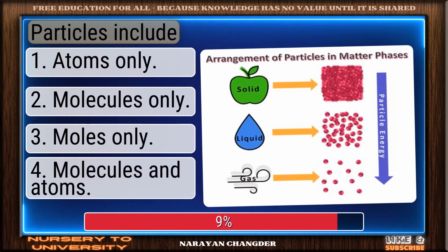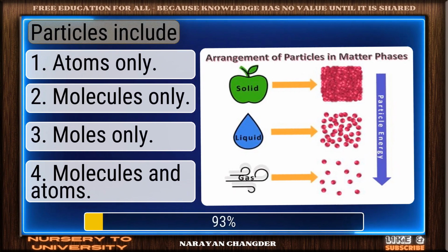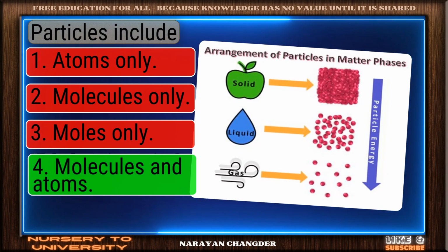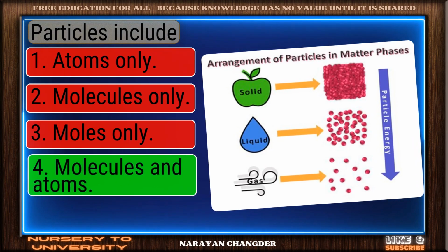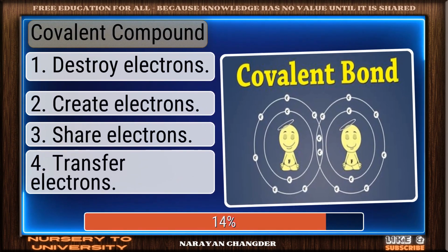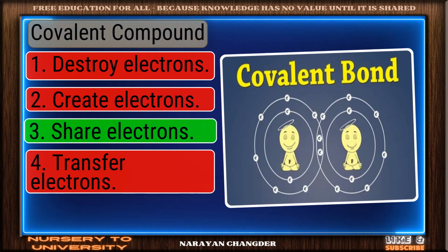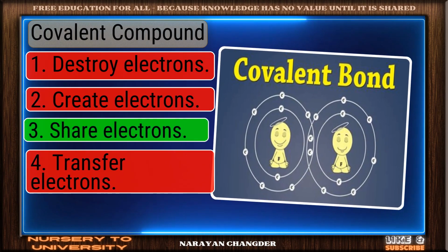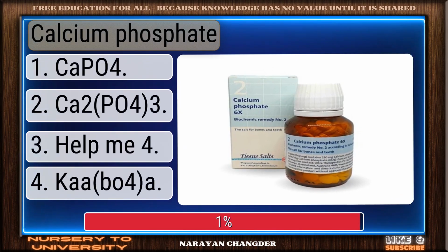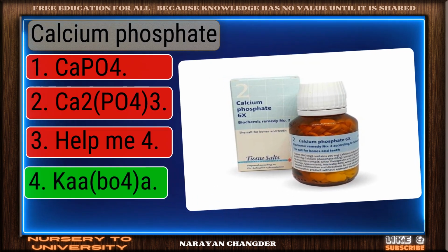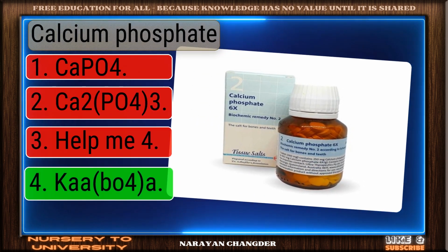Particles include. Exactly. Molecules and atoms make sense, and it is right choice. Covalent compound. Excellent choice. Share electrons is the right answer. Calcium phosphate. Smart pick. Kaya is the correct choice.